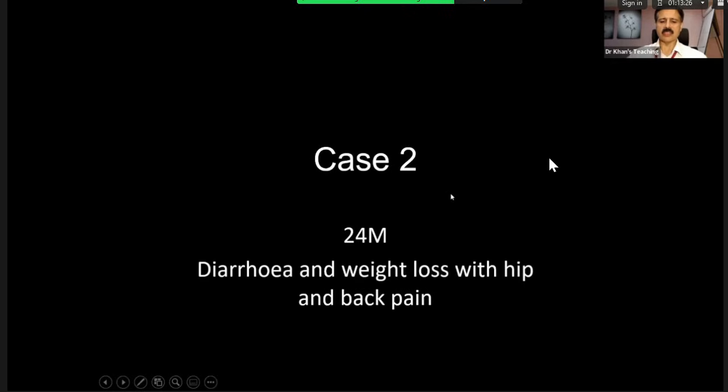So this is your second case now and your last case. This is a 24-year-old with diarrhea and weight loss with hip and back pain.